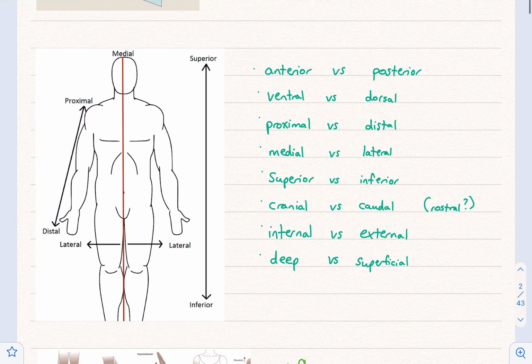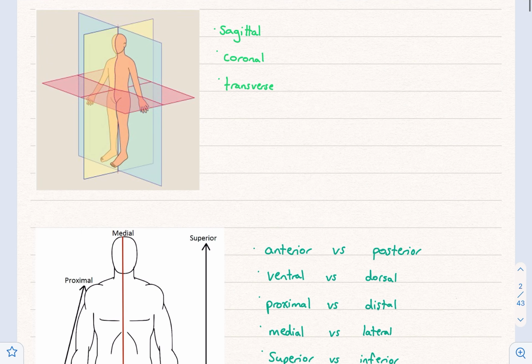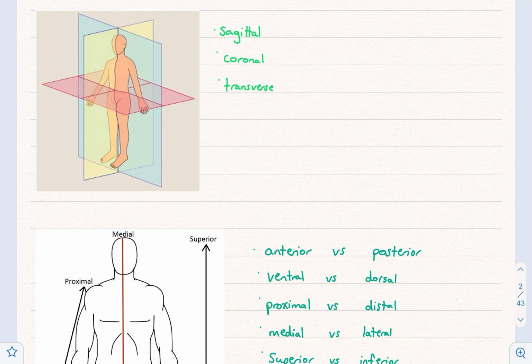Okay, so anterior versus posterior. Let's go through this one. Anterior means front, posterior means back. A good way to look at this is using the coronal plane, this one here. This part of the body here is the front, so that's the anterior. You can't see behind the coronal plane, that would be the posterior.